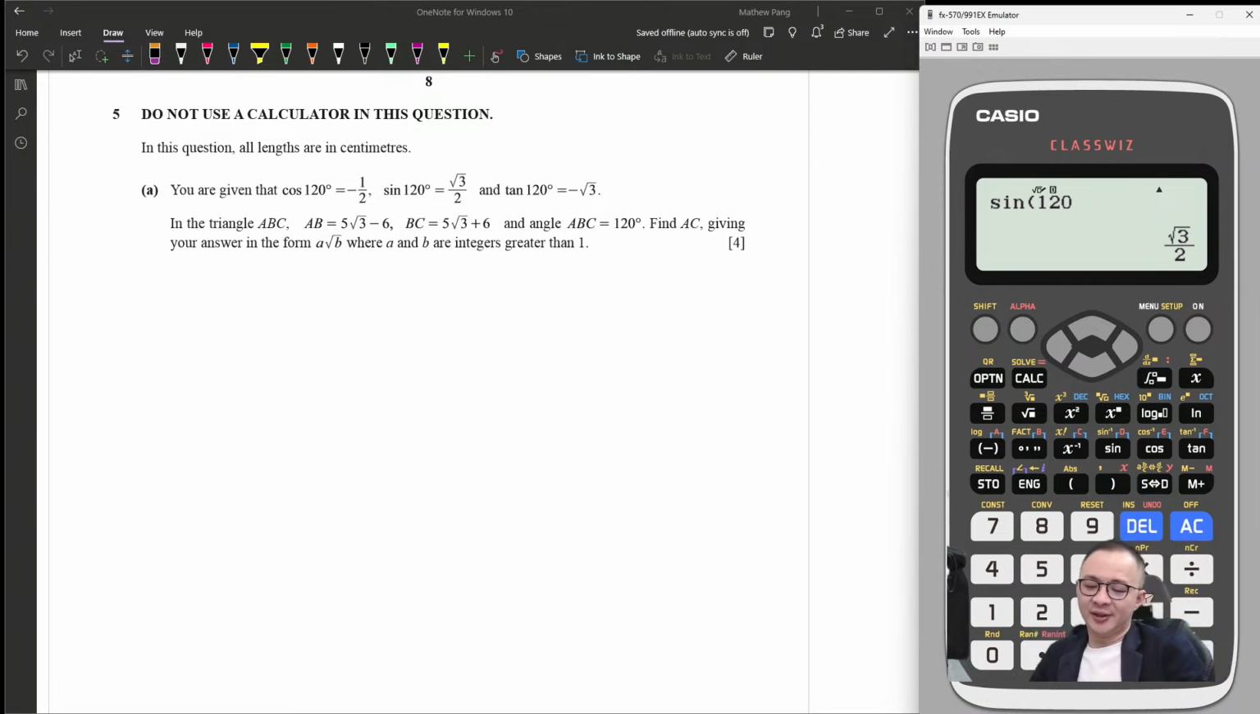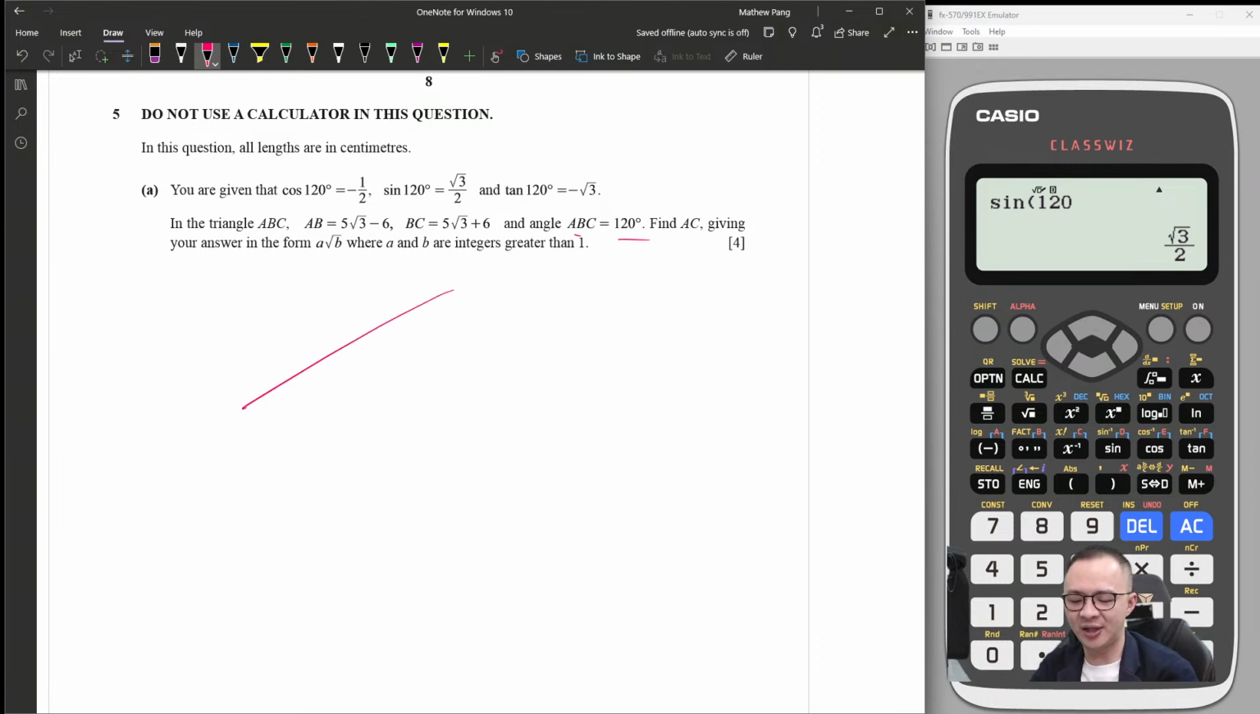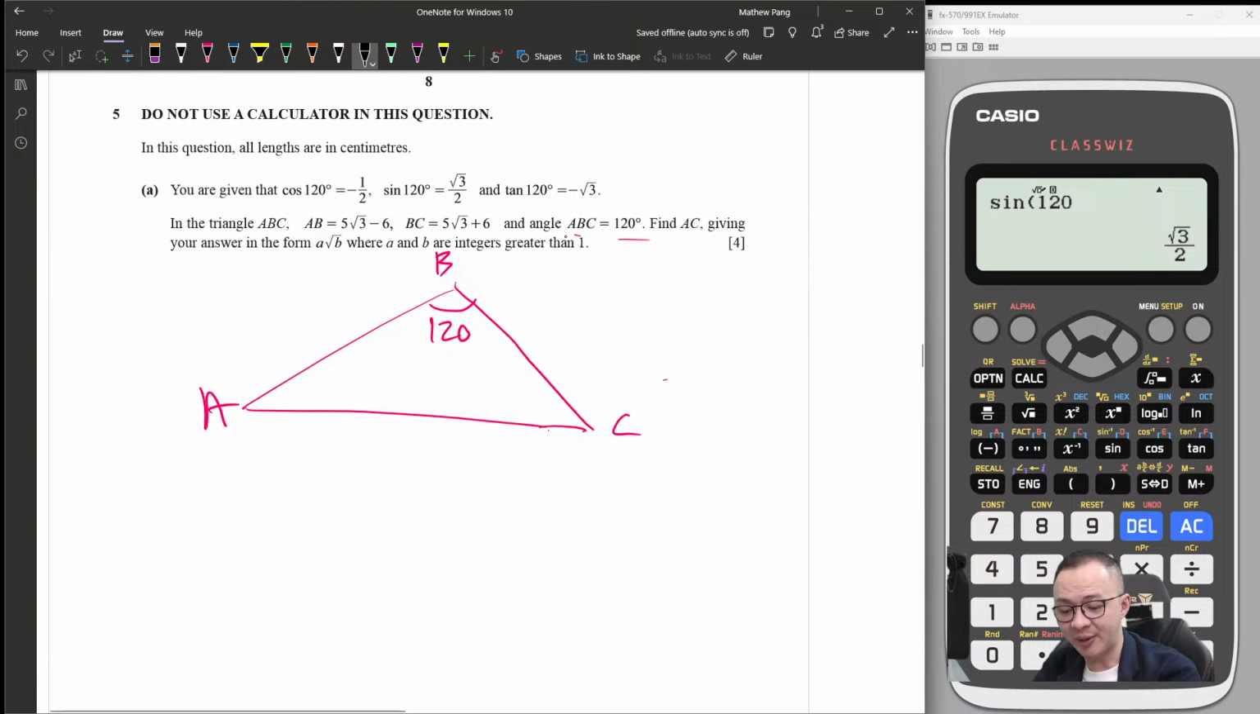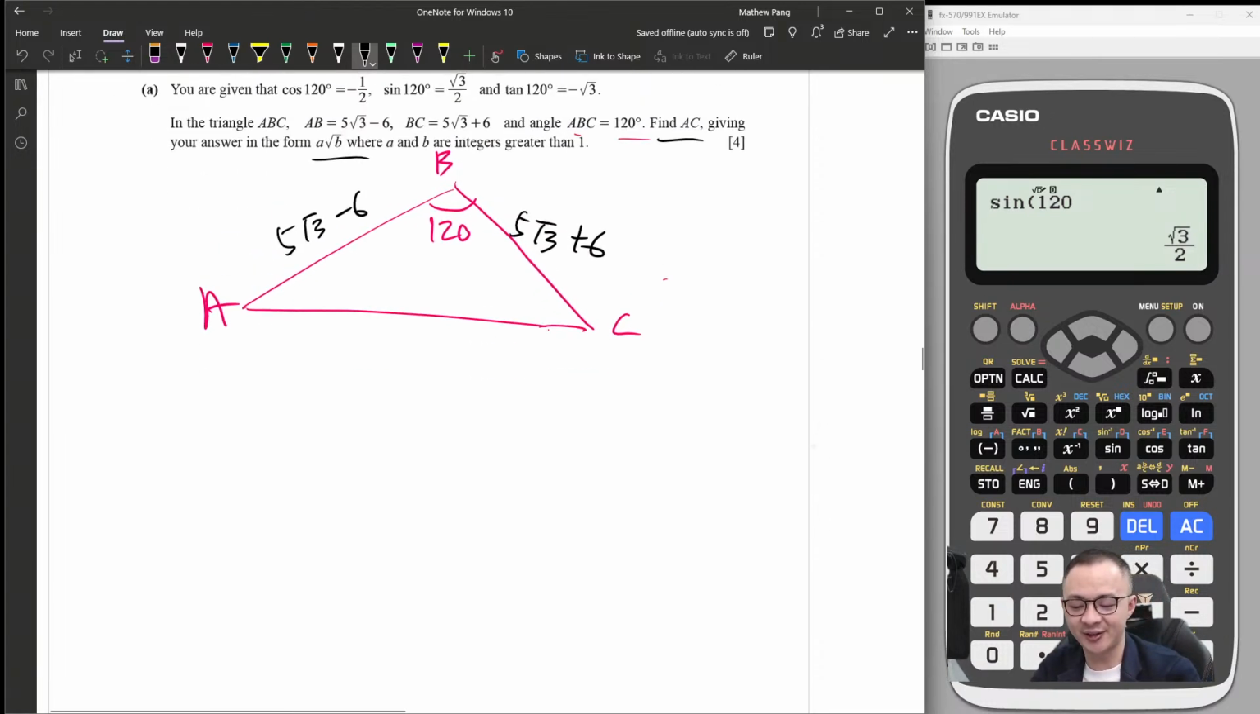Alright, we have a triangle and we have angle B is 120. Then I just simply draw. Make it look like 120 a little bit, should be bigger a little bit. Never mind. So imagine this is 120, this is B, this is A, this is C. And then we have some lengths here. A to B is 5√3 minus 6. B to C is 5√3 plus 6. Find AC, give your answer in this pattern. A lot of things to do for this.